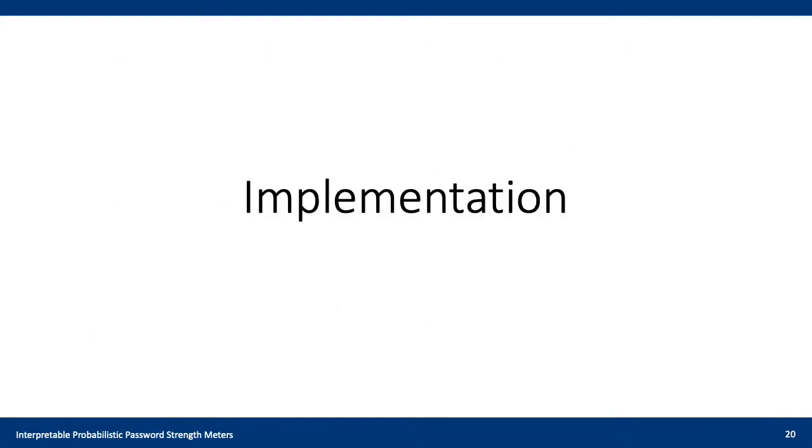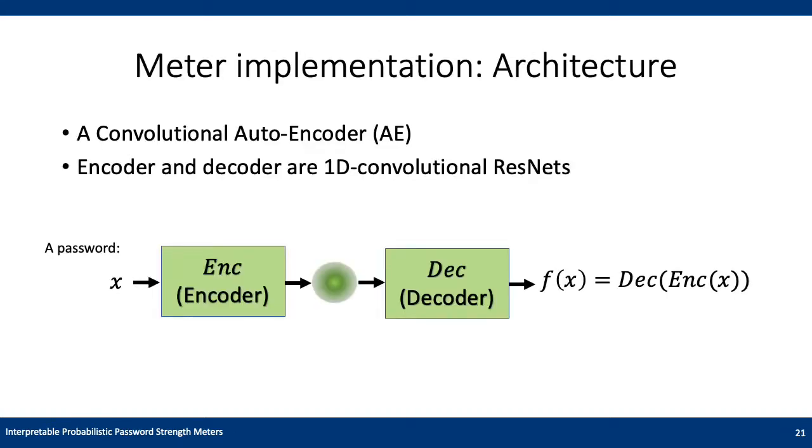Okay, now that our meter has been described from the theoretical point of view, we can talk about how such a meter is actually implemented. What we do is simulate the undirected and complete probabilistic model described above using a deep neural network. In particular, we rely on a convolutional autoencoder. Here, the encoder and the decoder are two residual networks, mainly composed of monodimensional convolutional layers. This autoencoder takes a password as input and produces another password as output.